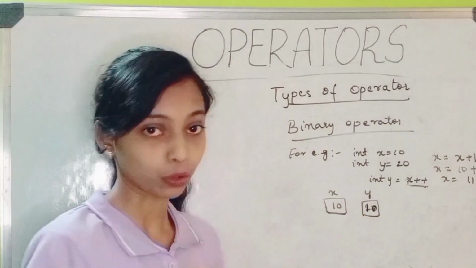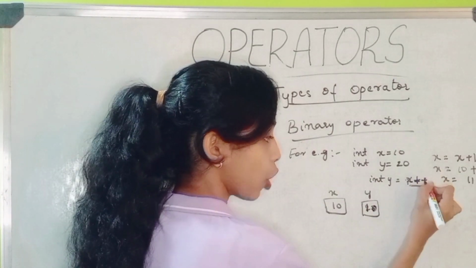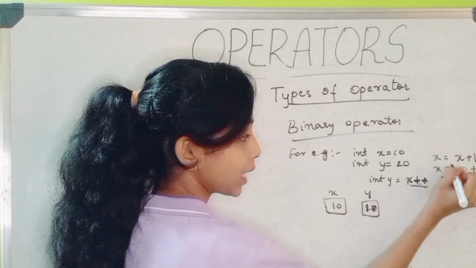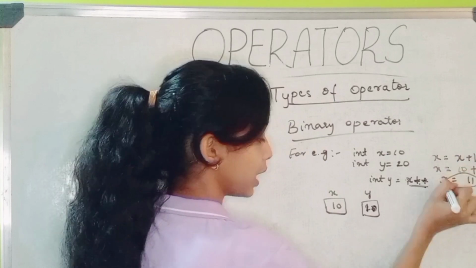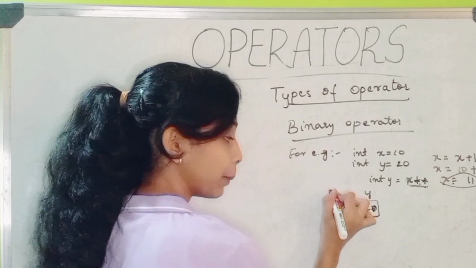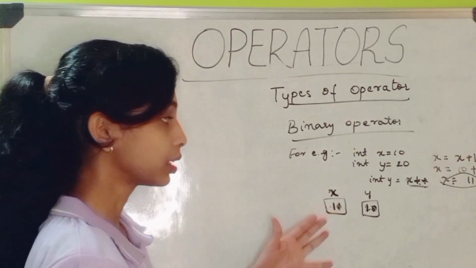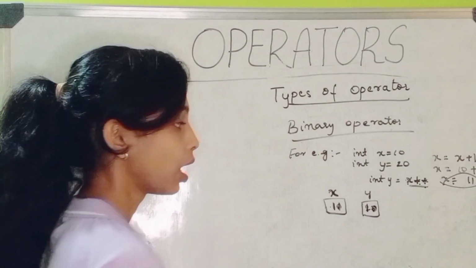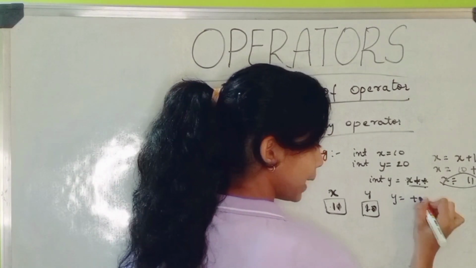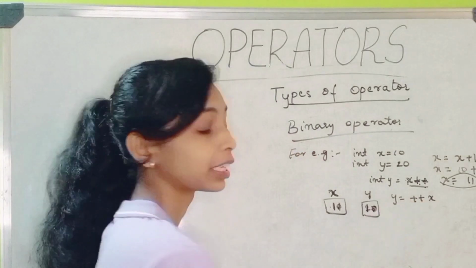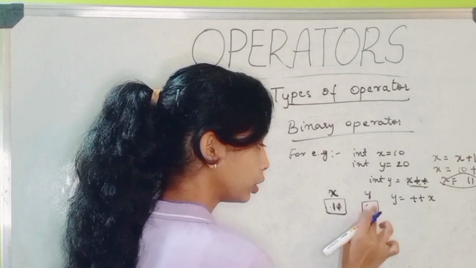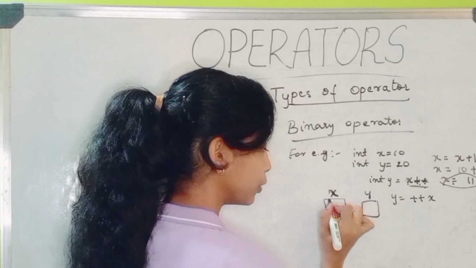Then after processing, since we have the plus plus operator as a postfix, x is equal to x plus 1, so x is equal to 11. The value of x is 11, and 11 gets stored in the memory named x. This is how x plus plus works. Now for y is equal to plus plus x, it is a prefix operator. Let us see how the memory locations and values get stored.